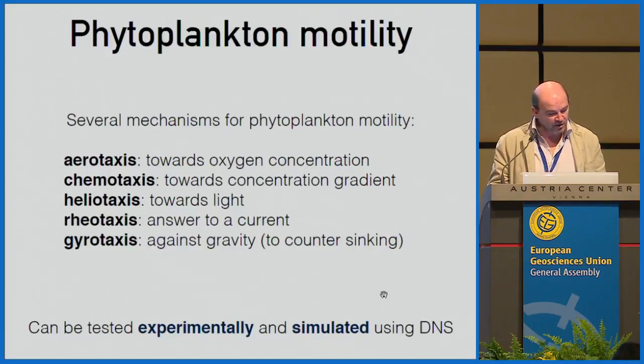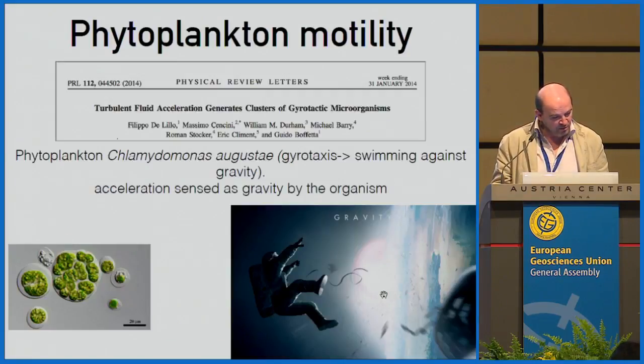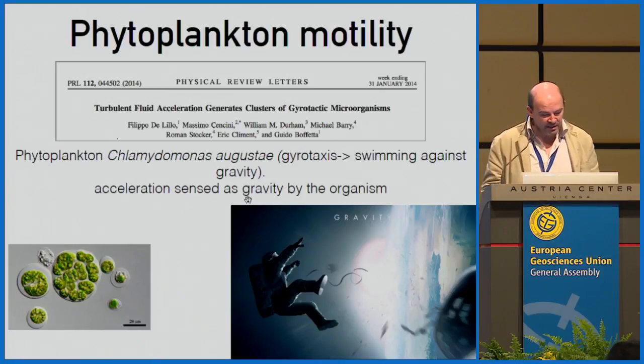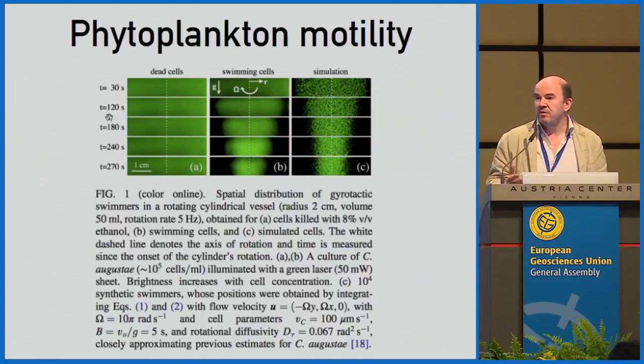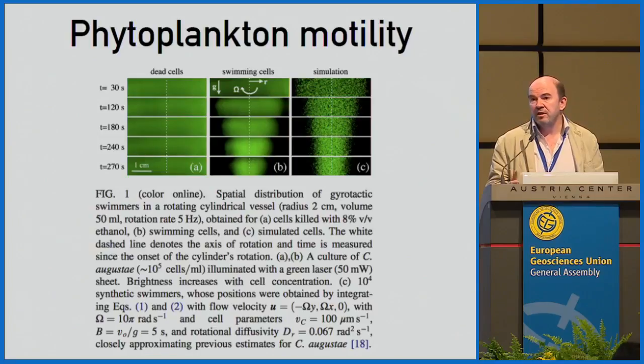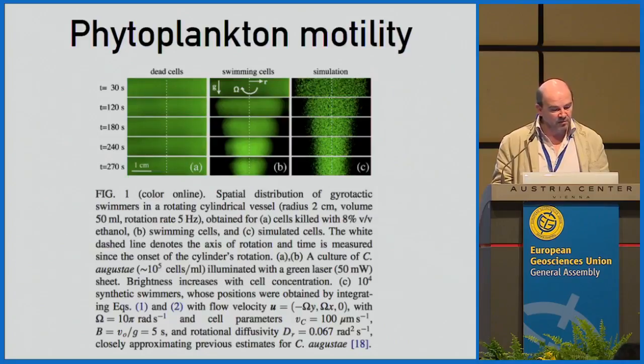It was tested in some studies experimentally and also simulated, because it's a mechanism quite easy to simulate in a direct numerical simulation. Here I put just one example of a study which appeared last year, where phytoplankton of this species, shown here, having the property to be gyrotactic, was put in a rotating system, so it senses acceleration as gravity, and tries to swim against acceleration. If you have dead cells, it's homogeneous. If you have living cells, you have a given pattern. And it was reproduced using direct numerical simulation.